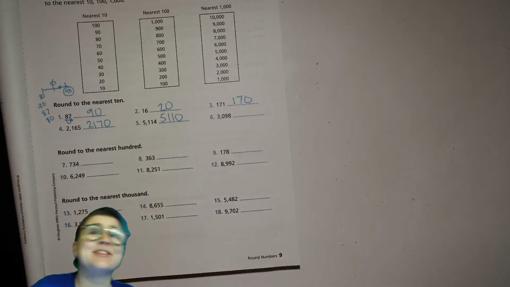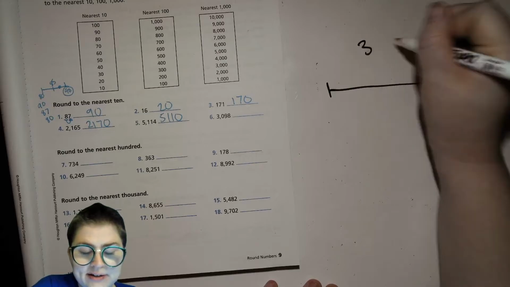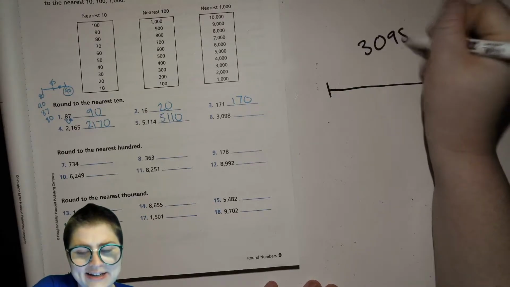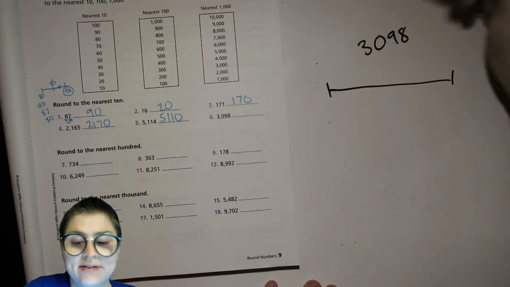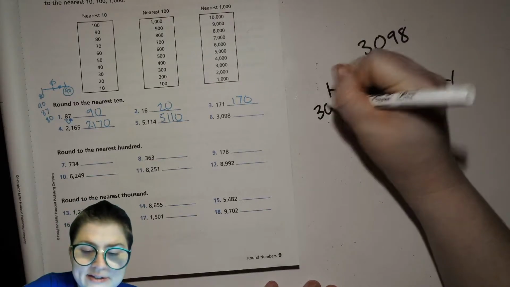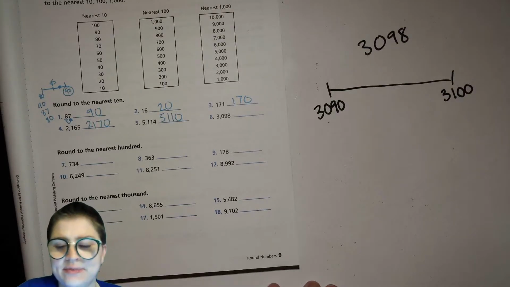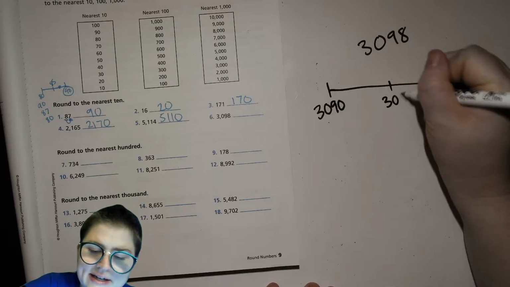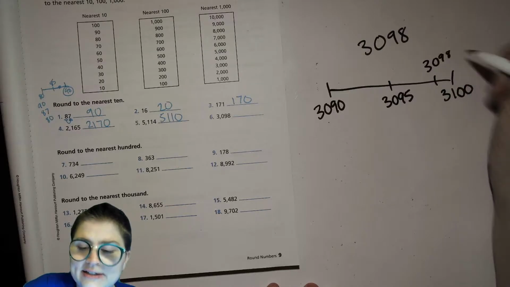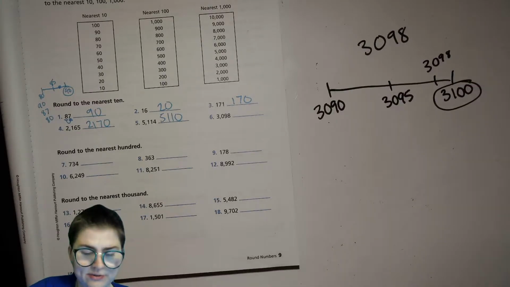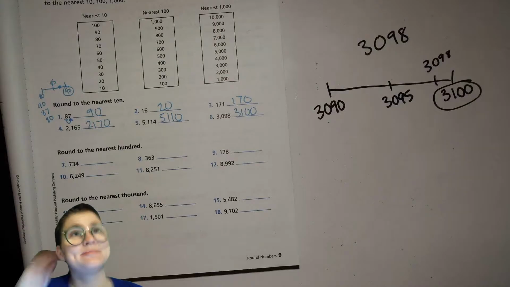Our last one, we're going to the nearest 10 right now. Make our number line. We got the number 3,098. Well, going up into the next 10 would be what? So we're at 3,090, and then we're at 3,100. 3,095 is right in between, and then 3,098 is right there. So that means we're closest to 3,100. Pretty cool. All right.